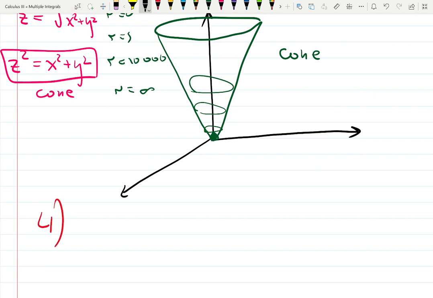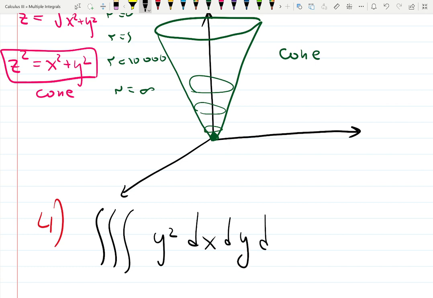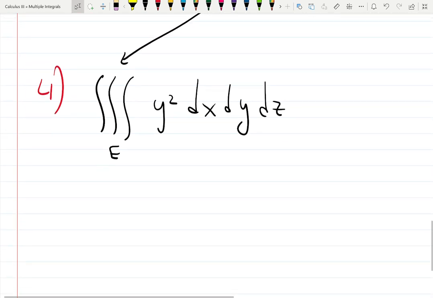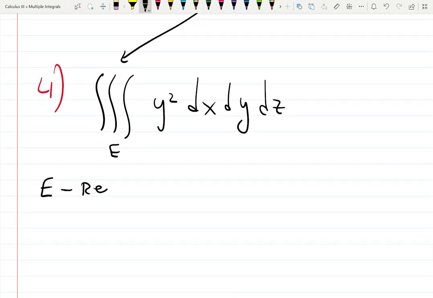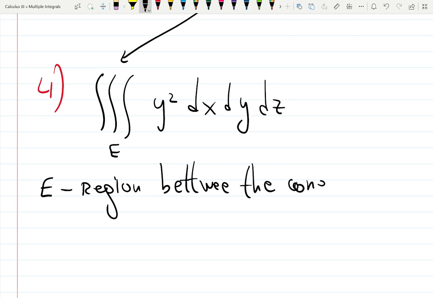Homework. So, evaluate the following integral, which is a triple integral with y squared inside, dx dy dz over E. E is the region between the cone, and then let's cut the cone. I don't want to have infinite height. And z equals 2. What is z equals 2?